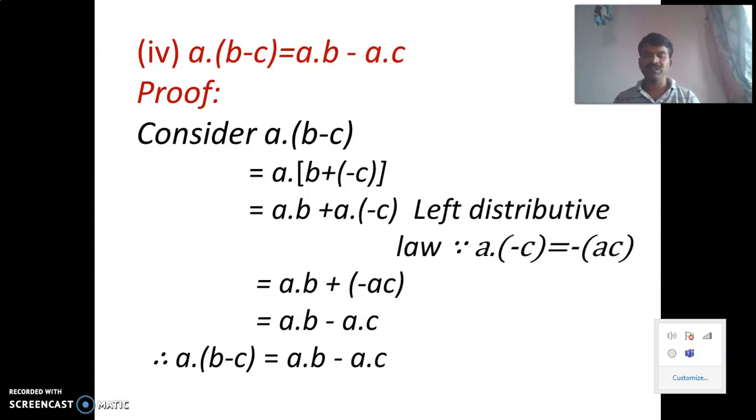The fourth result: as we know, the distributive property holds here, and A dot of B minus C is A dot B minus A dot C. We consider the left hand side of this result, and by taking minus C this way and using the distributive law, we write A dot B plus A dot of minus C. That implies A dot minus C is minus AC, by the previous result. Hence we have A dot of B minus C equals A dot B minus A dot C.